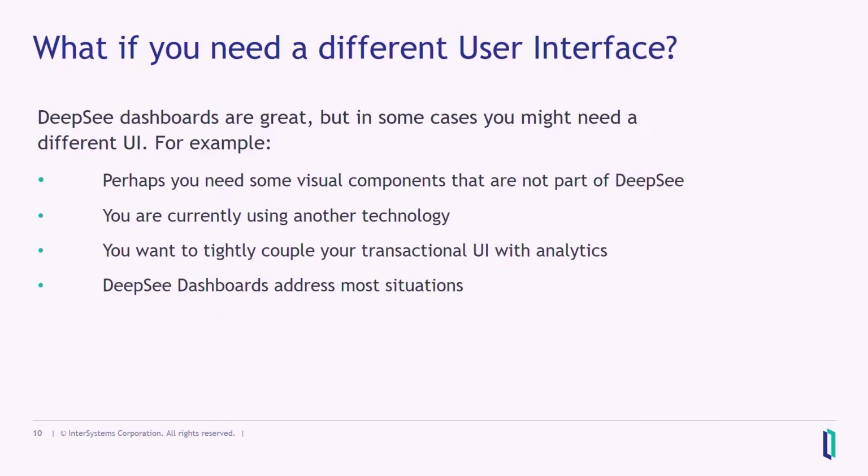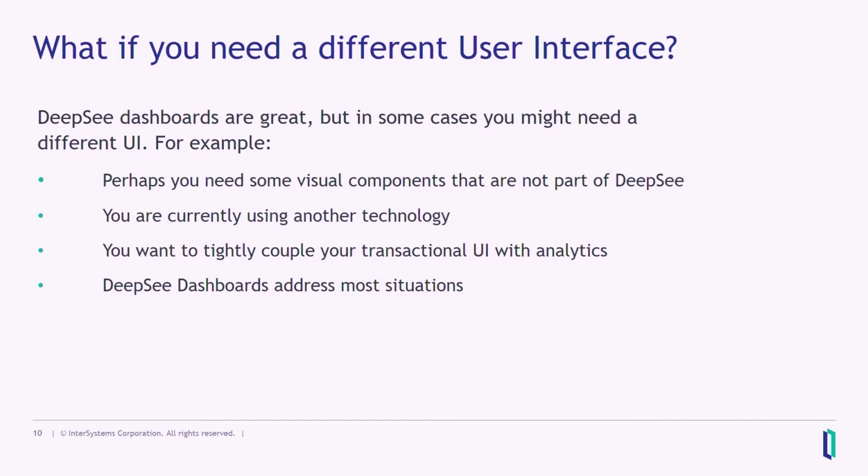But it might be that you don't want to do that. It might be that you want to be able to use a different type of technology for a variety of different reasons. It could be that perhaps you want to use a particular type of widget which isn't available within DeepSee, and perhaps your development team isn't trained in terms of building portlets.